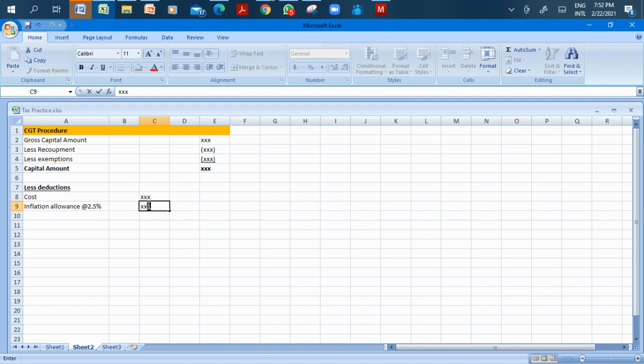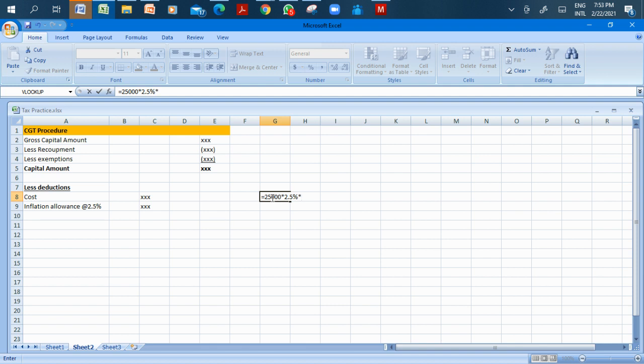We put it here. So maybe if we acquired the asset for 25,000, and we acquired it in 2018, even in February 2018 or March 2018, then we are selling it in 2021. We are going to say the inflation allowance is 25,000, the cost, multiplied by 2.5%, the inflation allowance rate, multiplied by the years.